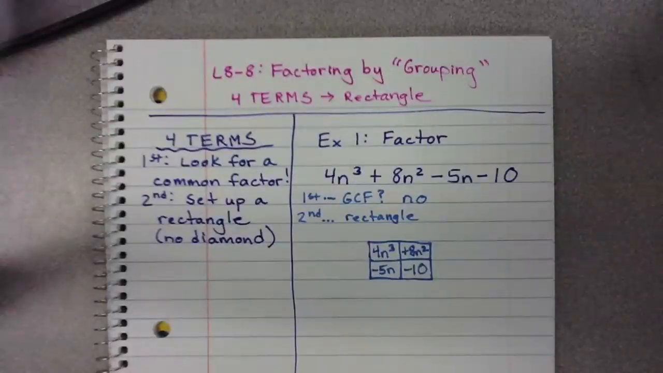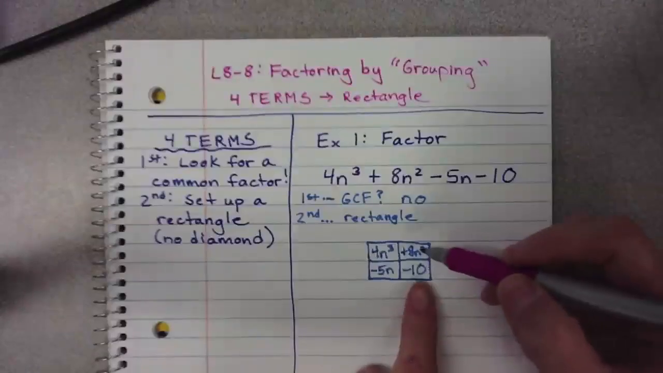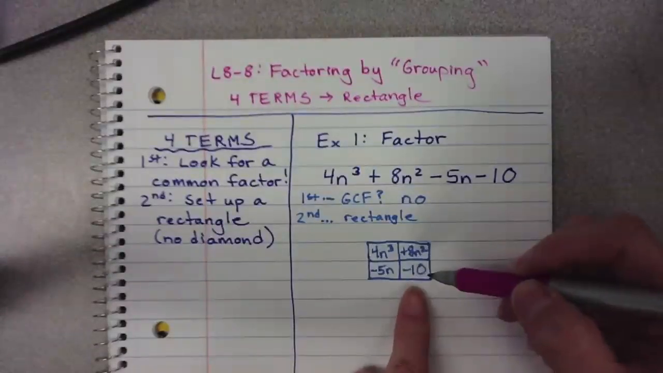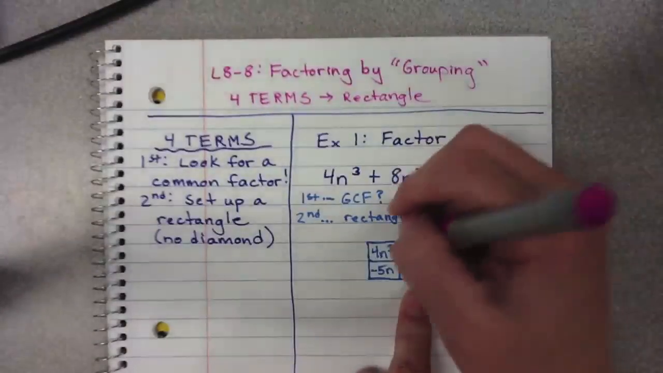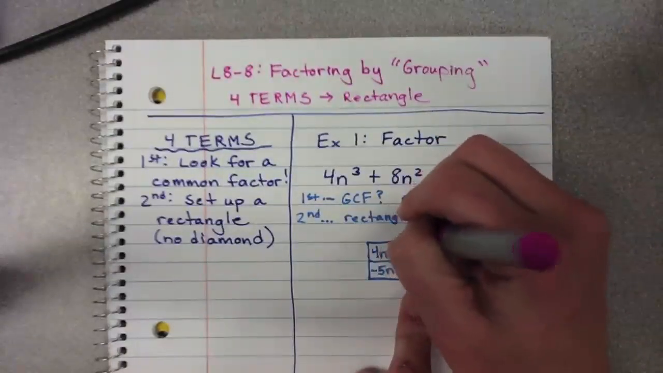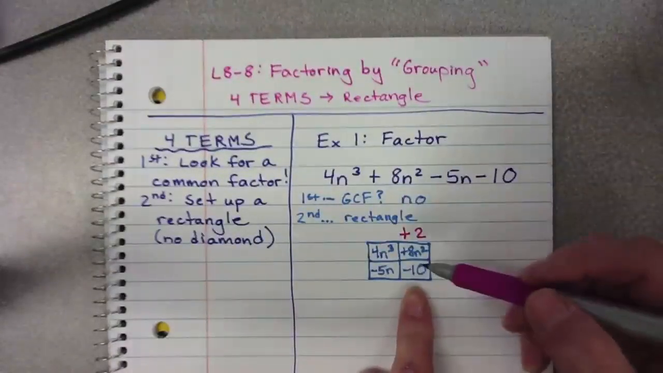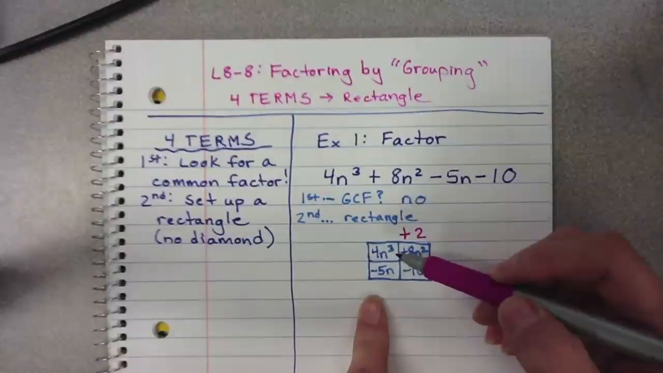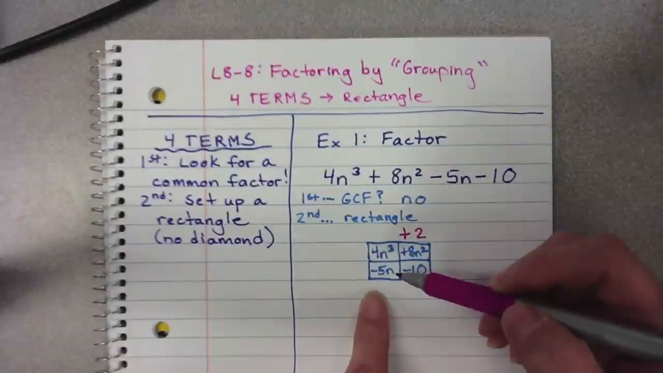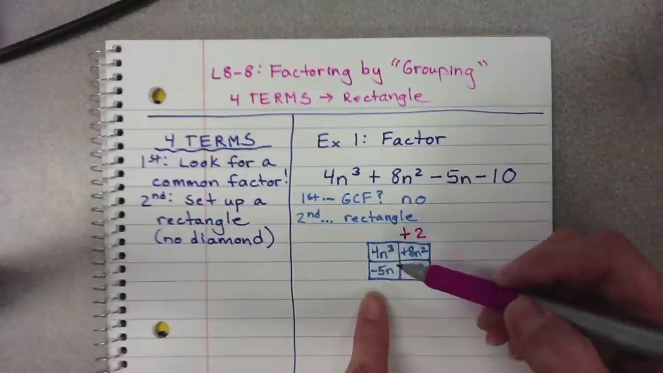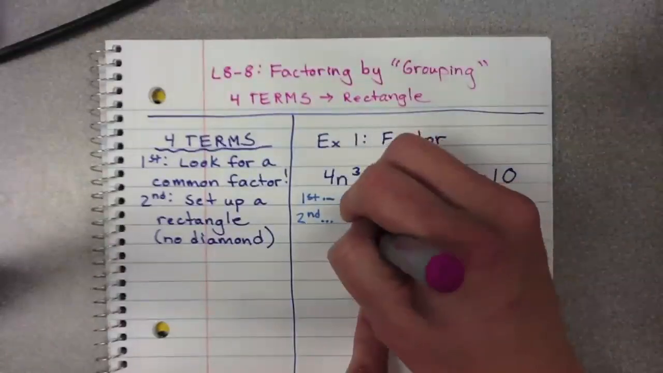Now you're just going to pull out your greatest common factors, like we did on that worksheet a while ago. So what is your greatest common factor between 8n squared and a negative 10? 2. Most likely a positive 2, right? But you're going to check it to make sure later. What is your greatest common factor between 4n cubed and a negative 5n? 1n, so n.